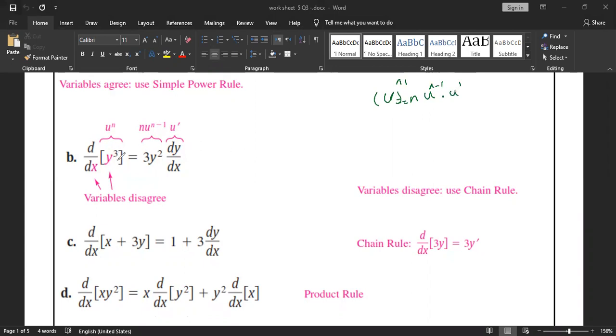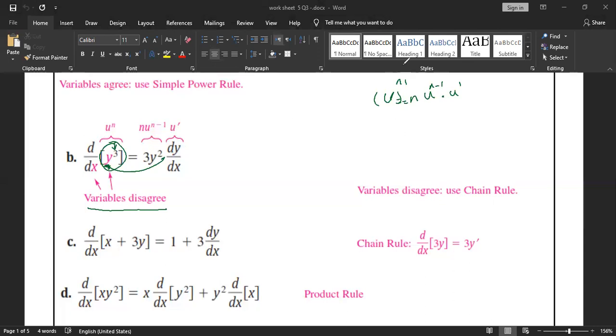I'll consider here that this is my function: the outer function, and the inner function is y. So I find the derivative of the outer one, 3y to the power 2, multiplied by the derivative of the inner y with respect to x, when the variable of the function and the variable that we find the derivative with respect to disagree. Okay?